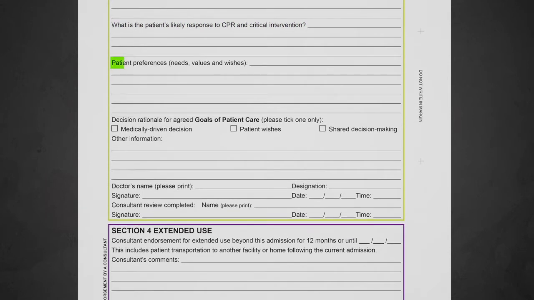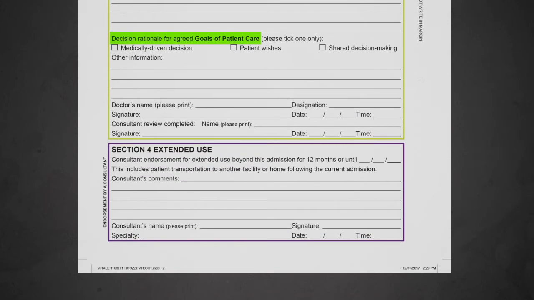What are the patient's needs, values, and wishes? Capture the patient's quotes to document this in their own words so that it's meaningful, rather than just ticking boxes. What was the rationale for the agreed goals of patient care? Did you come to the decision together?